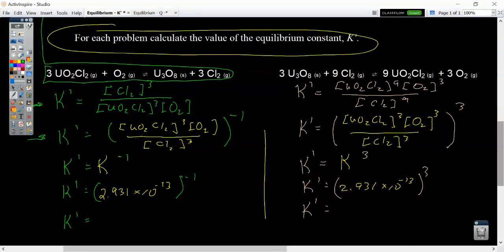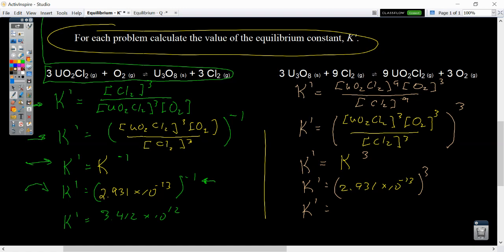So all you have to do is plug in and think, hey, it's going to be the other K to the -1, because -1 means flipped. So we could plug in our value of K into K prime, and flip it. If you get 2.931 times 10 to the negative 13th to the -1, remember that -1 power means reciprocal. So just take the reciprocal on your calculator and you will get the value of K prime to be 3.412 times 10 to the 12th.